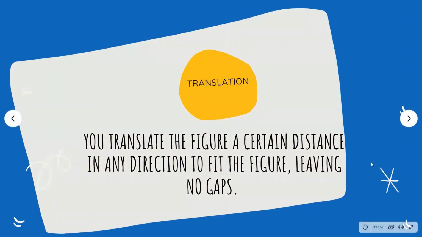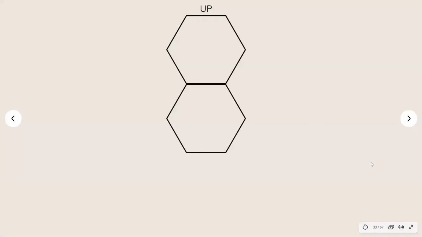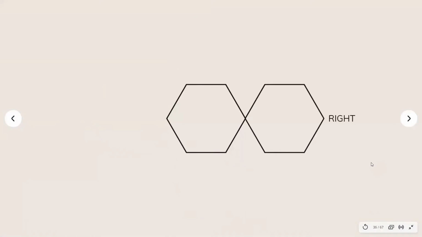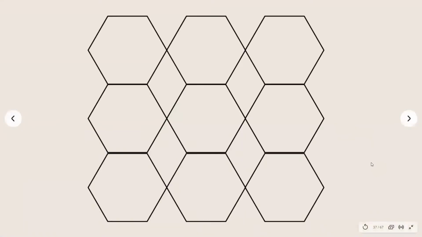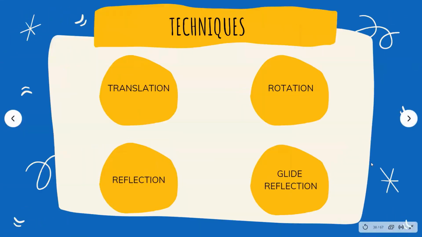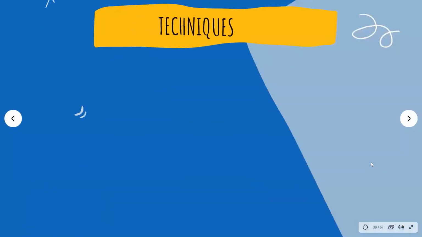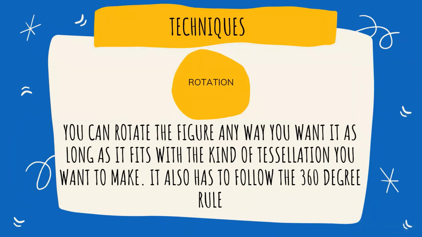So if you use a hexagon, you can either translate it up, down, left, or right. And if you keep doing that, you can create a tessellation with only hexagons. Now, onto the second technique. The second technique we will be talking about is rotation. You can rotate the figure any way you want it, as long as it fits with the kind of tessellation you want to make. It still has to follow the 360 degree rule though.